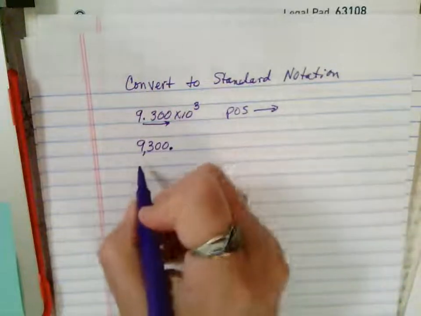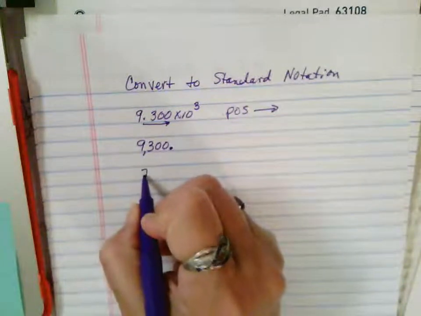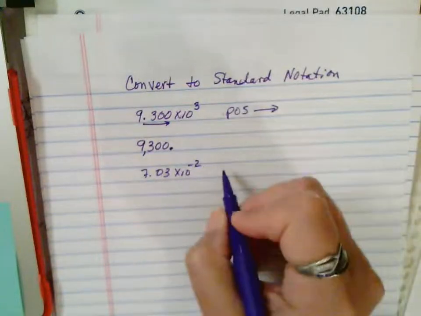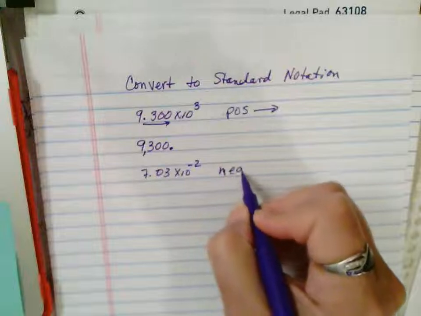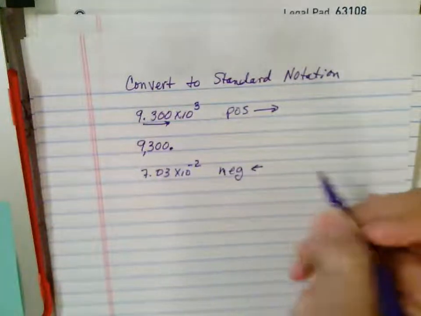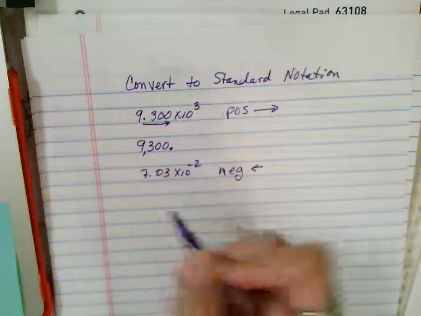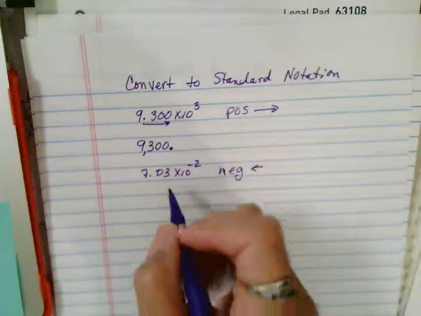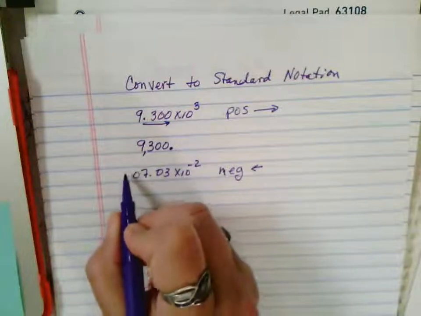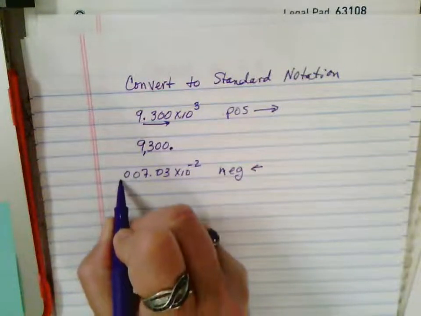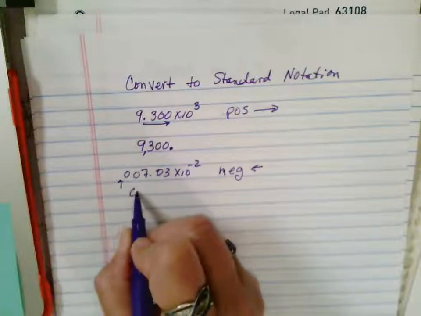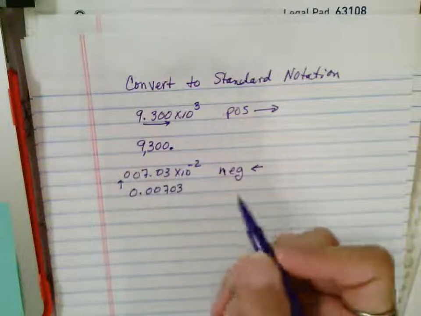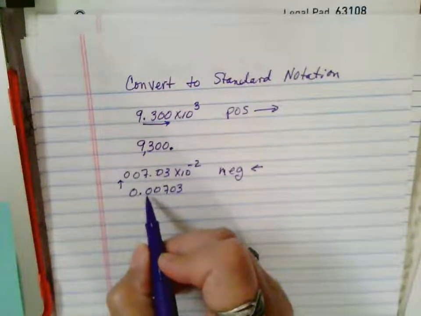Let's do another one. Say I started with 7.03 times 10 to the negative 2. So now since that exponent is negative, I need to move the decimal in the other direction. It has to go to the left. And it needs to go 2 places. And so I need to put zeros out here in front, and the decimal point will now be here, and I need a leading 0 before the decimal point. And that 0's there just for clarity so that I know that that's a decimal point and that you've moved it correctly.